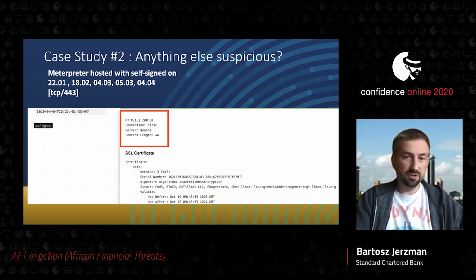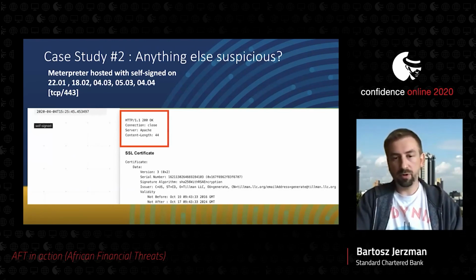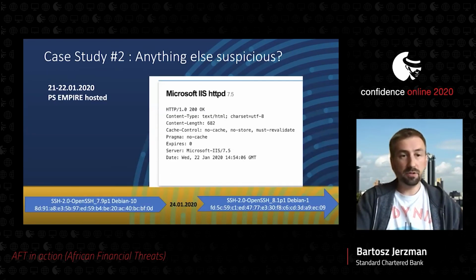For example, here we can see the response. This is a typical default Meterpreter response. It was present in February, March, April. So this group also used Meterpreter during their operations in spring. There is also a PS Empire hosted on 21st and 22nd of January. However, we cannot connect this activity with this group.